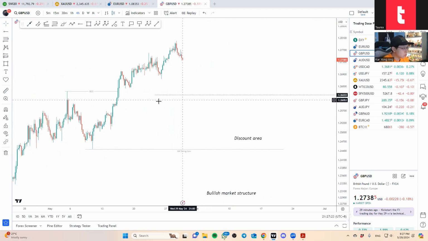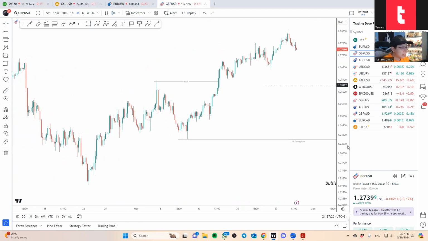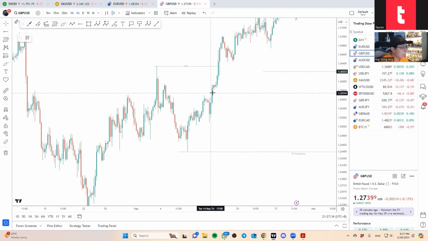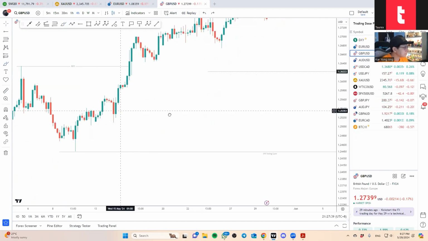So today, if you zoom in a little bit, a fair value gap is a 3-candle pattern that is caused and left behind when there is momentum in the market. Now, if you take a look at this candle here, I may need to zoom in a little bit more.